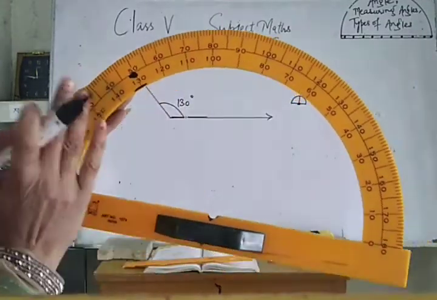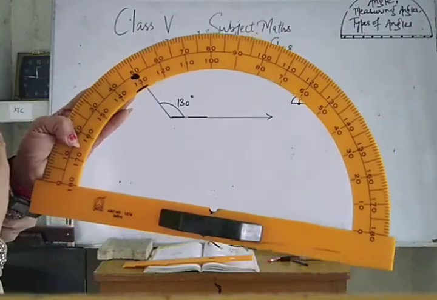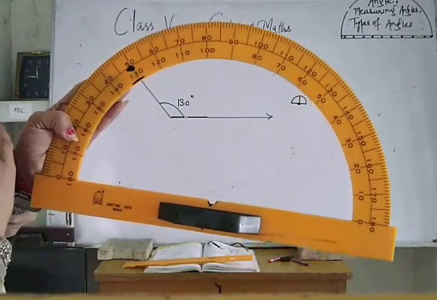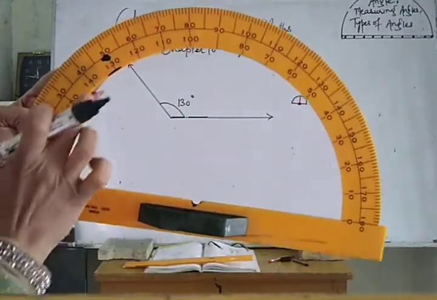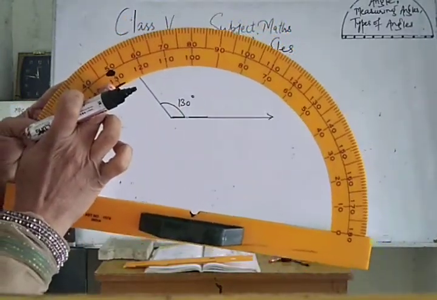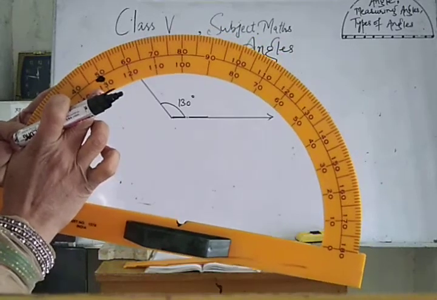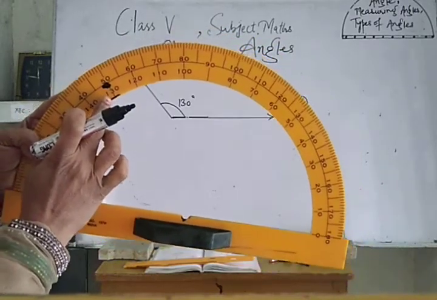0, 10, 20, 30, 40, 50, 60, 70, 80, then 90, 100, 110, 120, 130. When you take the left vertex as center, then the inner scale is used. Now it is at 130 degree. The angles are measured in degrees.